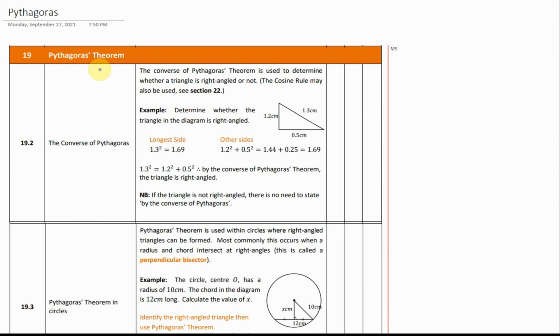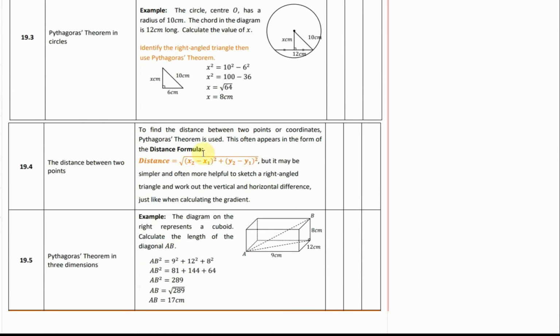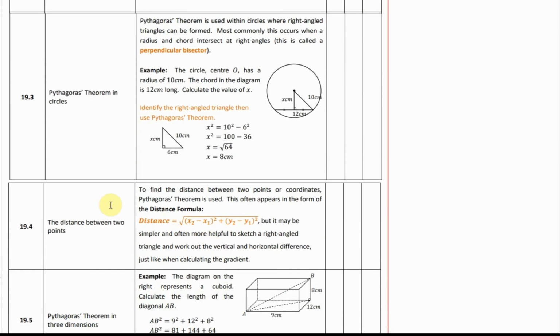Okay, Pythagoras, section 19 on the Zeta revision sheet. A few things to look at. We're going to look at the converse of Pythagoras, Pythagoras in circles, this not so much, and Pythagoras in 3 dimensions. So 3 big things to watch out for in this, I'll quickly go over.